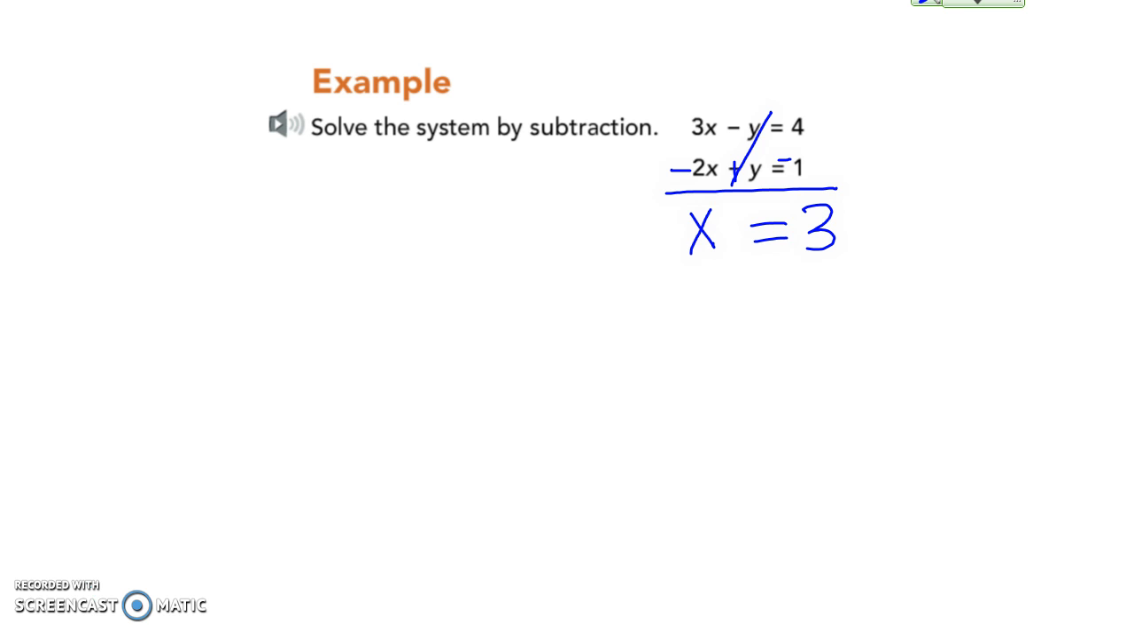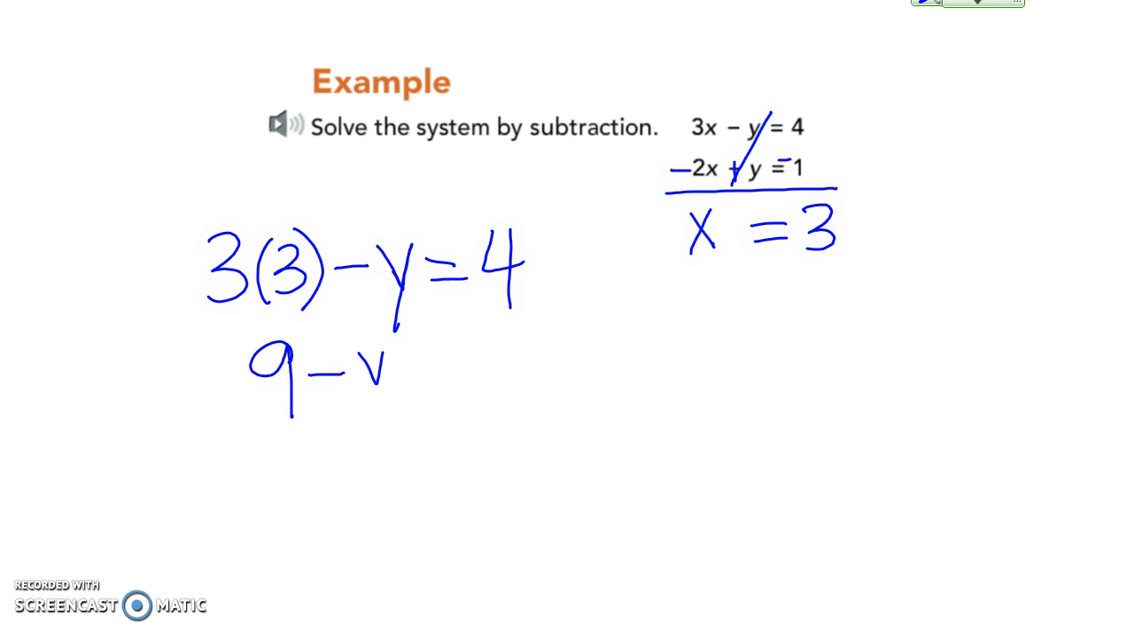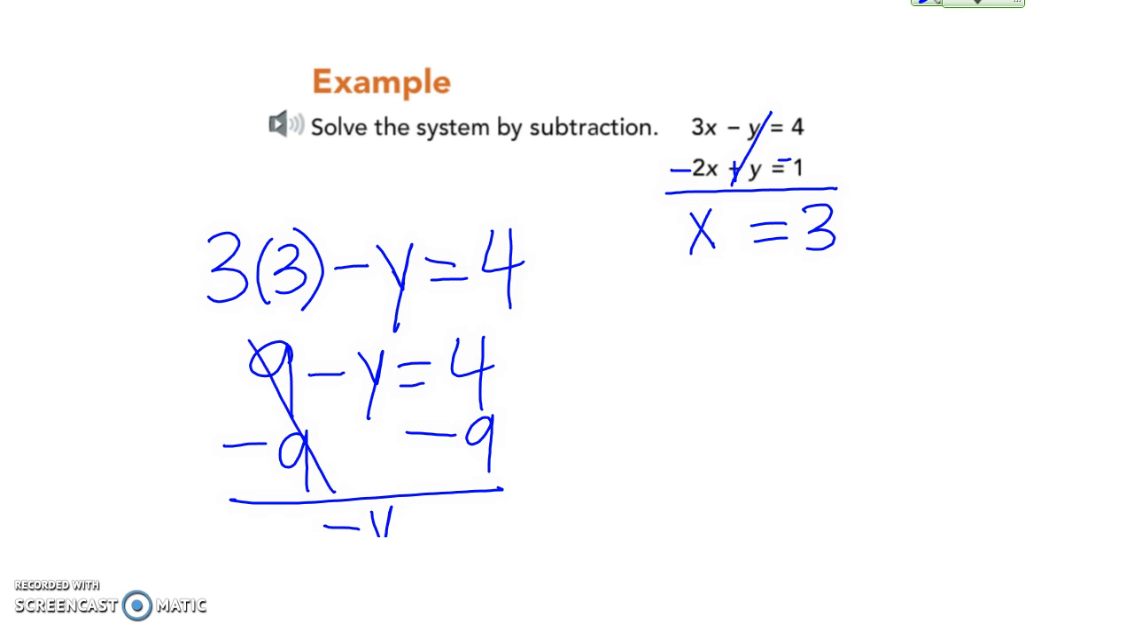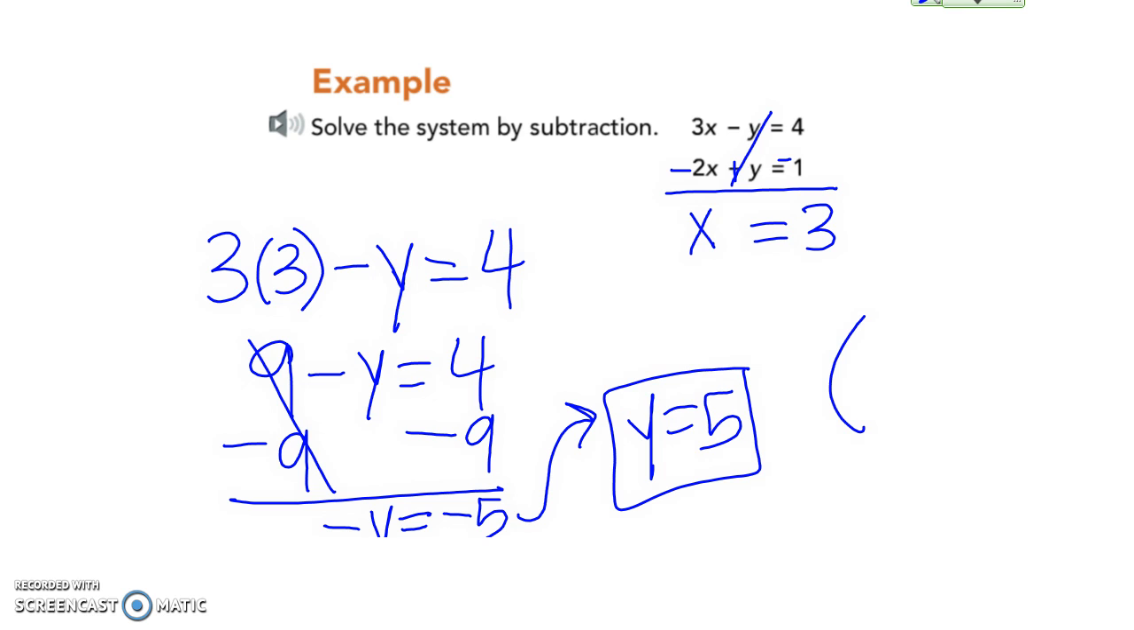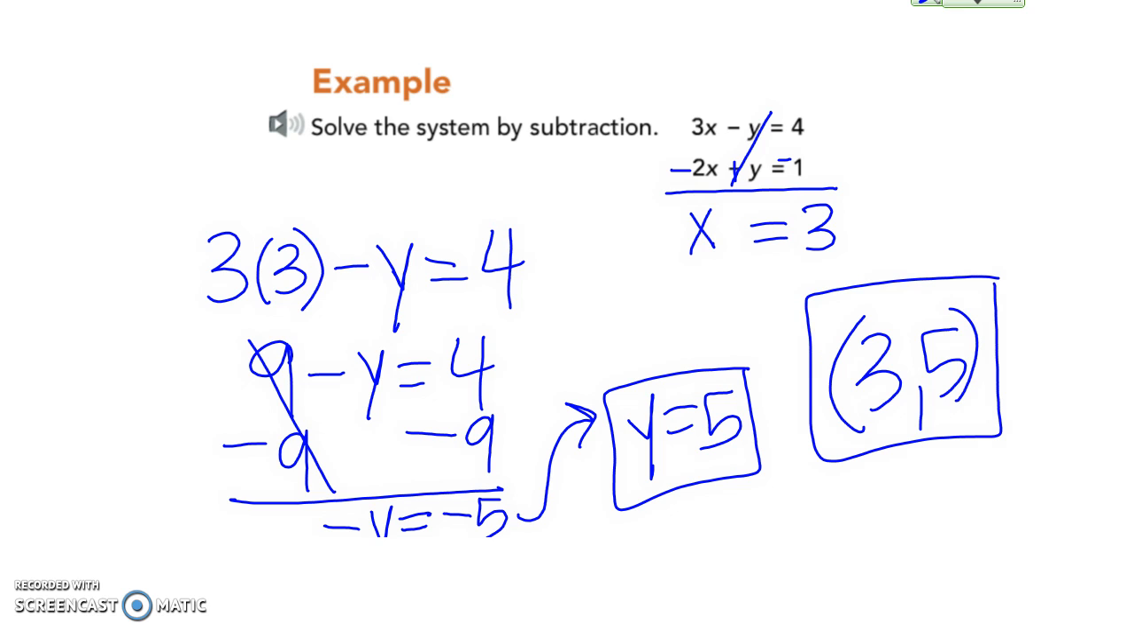So now to find y, I plug in 3 for x. And I'm going in the first equation, but either one would work. And that's 9 minus y equals 4. So then I subtract 9. And those cancel. I have negative y equals, that would be negative 5. So if negative y equals negative 5, that means y equals 5. So my solution would be x is 3, y is 5. That's example 3. Let's try example 4.